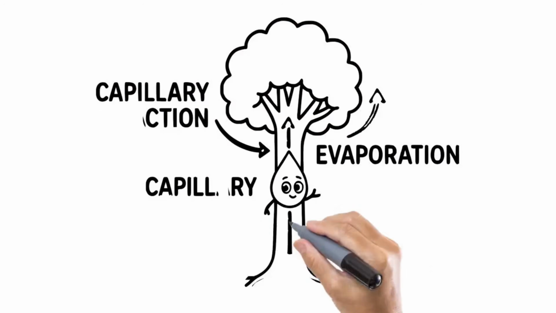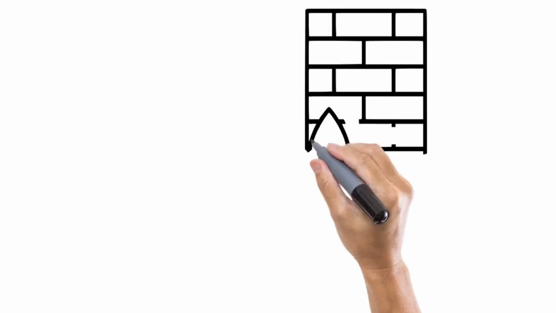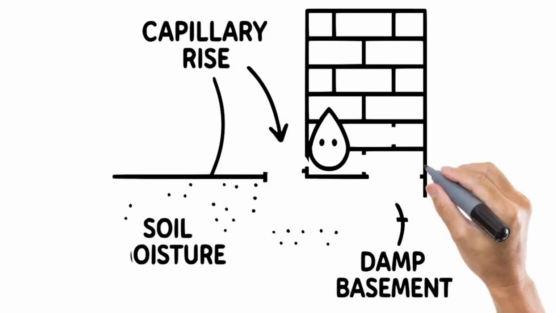Trees taller than a house rely on capillary action, yet there's no electrical pump inside them. The combination of capillary action, evaporation at the leaves, and root pressure all work together to beat gravity, silently, every second. Capillary action also shows up in thin soils and building materials.